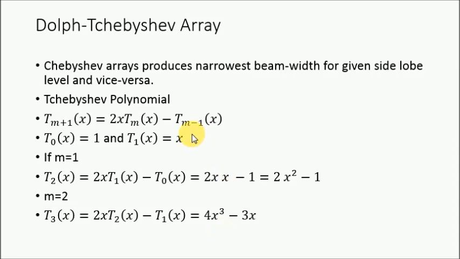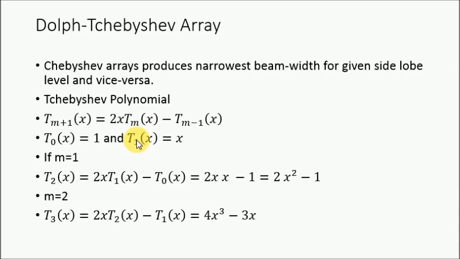An alternative spelling in Russian is pronounced as Chebyshev. So again, in the Russian language and in the English language, the spelling differs. Chebyshev arrays produce the narrowest beamwidth for a given side lobe level and vice versa. So the side lobe levels are given, and according to them, it will provide the narrowest beamwidth and higher directivity. If directivity is higher, naturally the gain of the antenna will be higher.